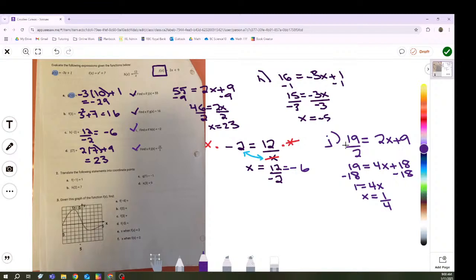Translate the following statements into coordinate points. Okay, so when we're talking coordinate points, they just mean those ordered pairs that have x and y. So when we look at what we did here, when we have j of x equals 55, what is that 55 really representing? Which one does it have to represent? Yeah, because we've got x over here, so it can't be x. So that has to be the y.